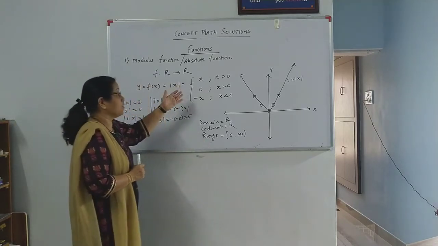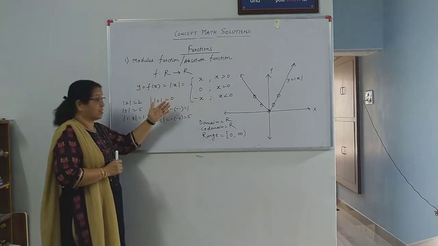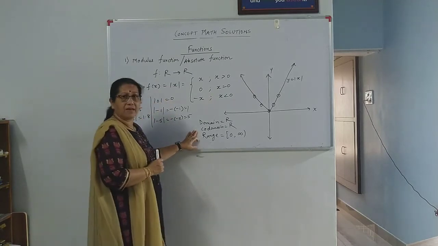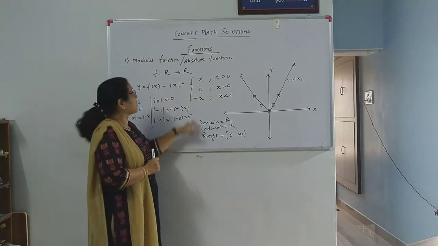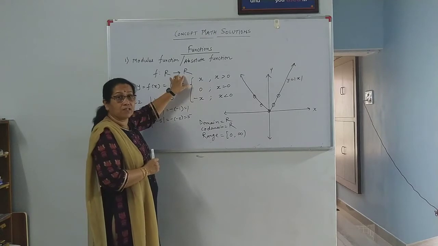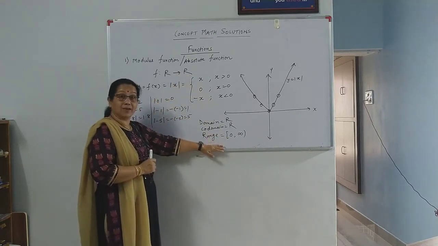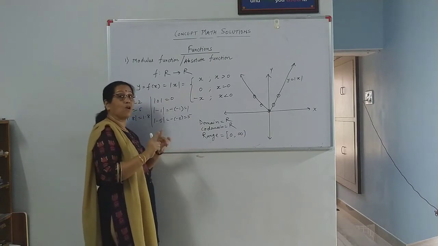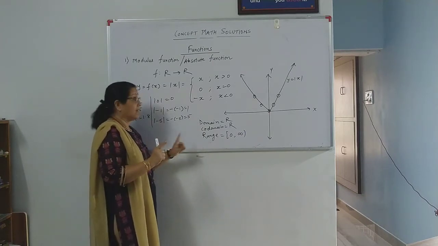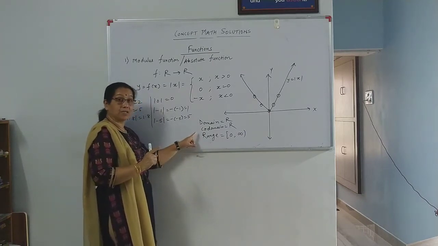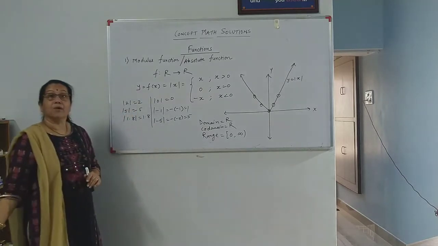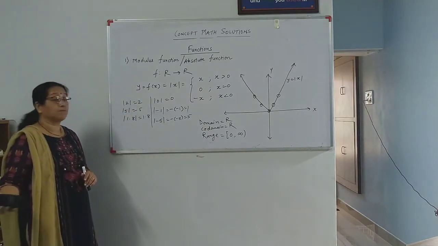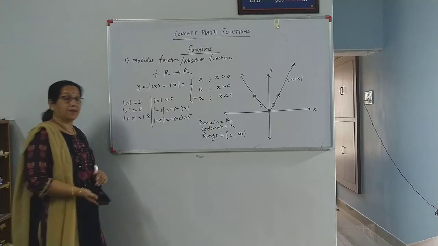That is about the modulus function or absolute function. Now codomain I have taken as R, because it's a real valued function, and then range is 0 to infinity. Understand that codomain and range are not the same here, but range is always a subset of codomain. That's about the modulus function or absolute function.